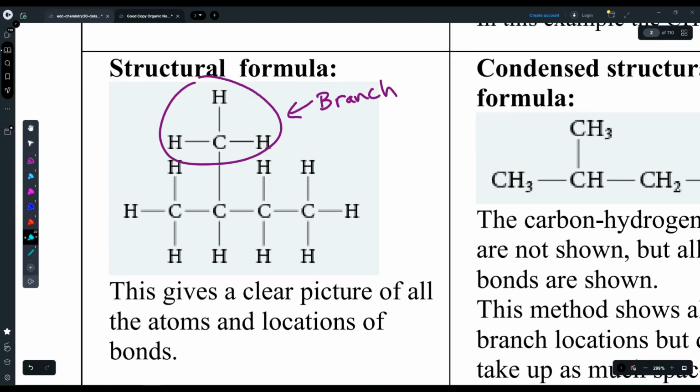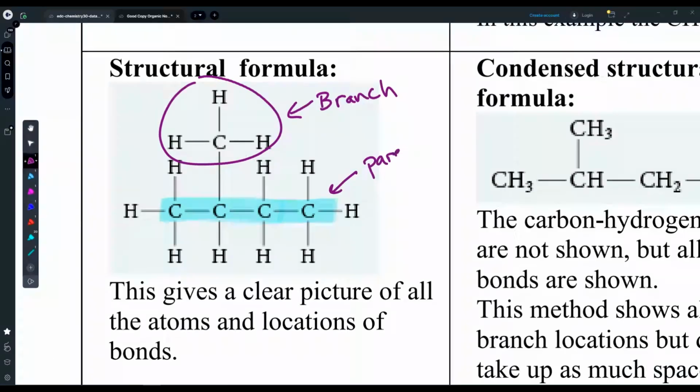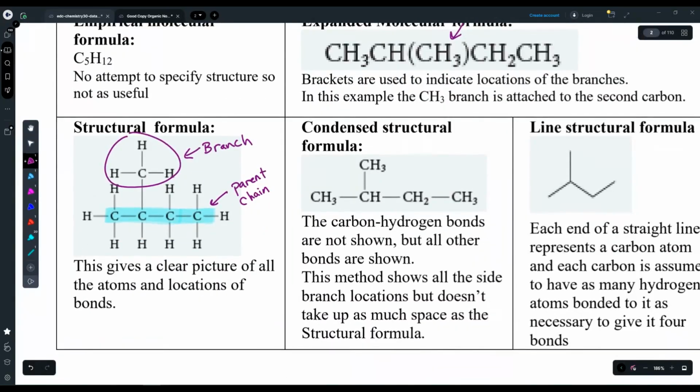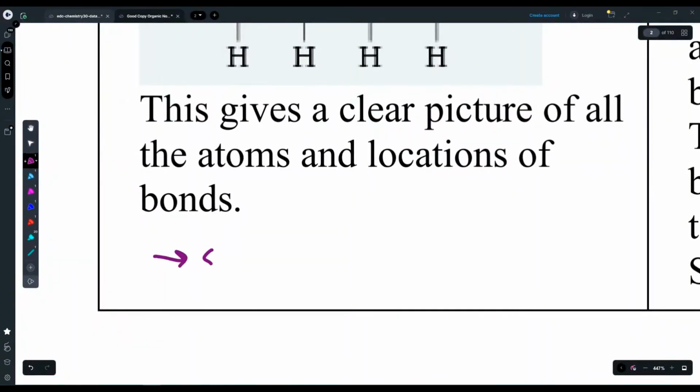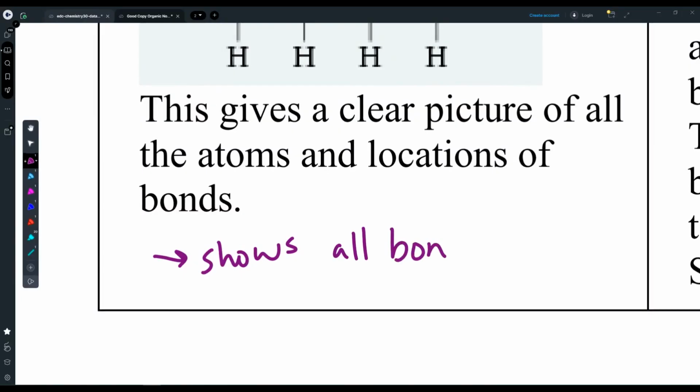And we'll get into this in a bit, but this right here is going to be called the parent chain. So the parent chain is just the longest continuous chain of carbons in a compound. Okay, and we'll get a bit more into this later in this lesson. All right, so the main idea here: it shows all bonds between all atoms.